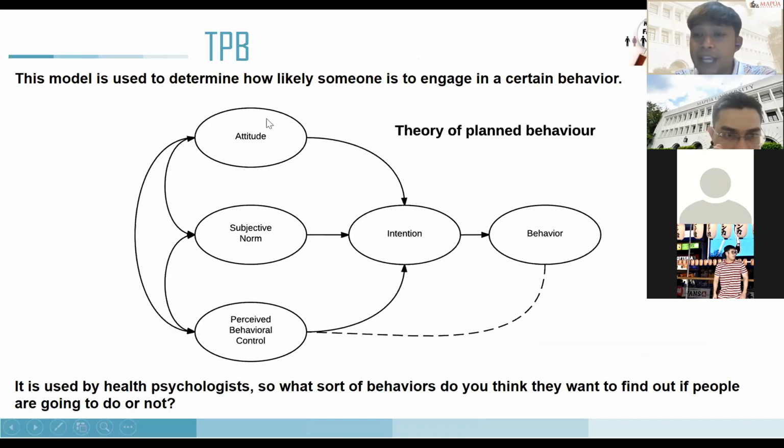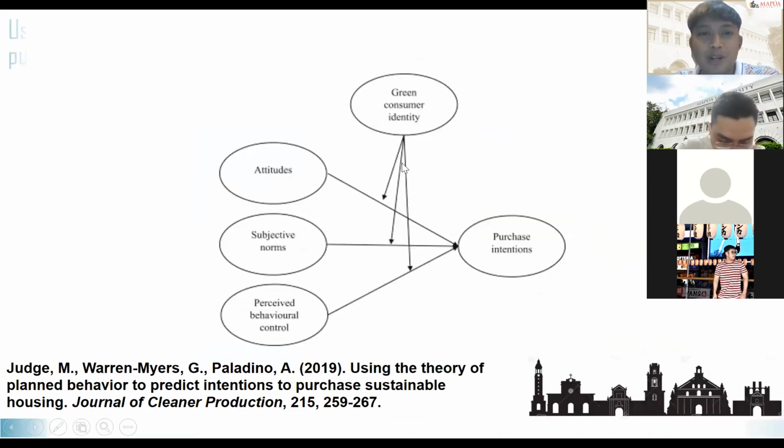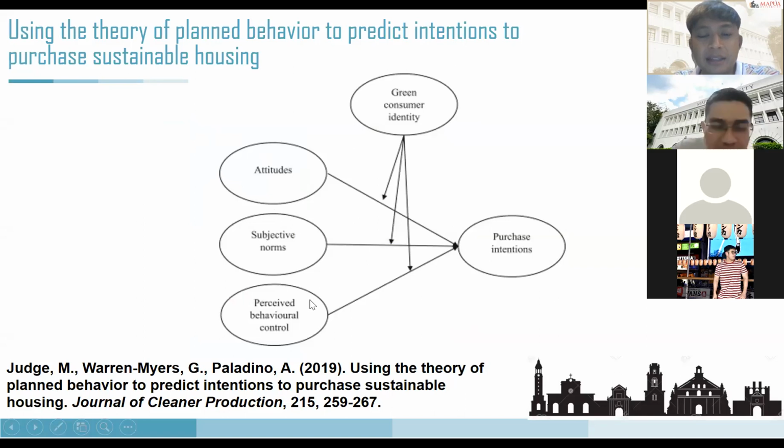This is from the theory of planned behavior. This is a framework of the theory of planned behavior. This is another one, extended theory of planned behavior. You can make a more complex one. Yeah, it can be, but don't be too complex. Otherwise, the model will not run. This is TPB for purchasing sustainable housing.